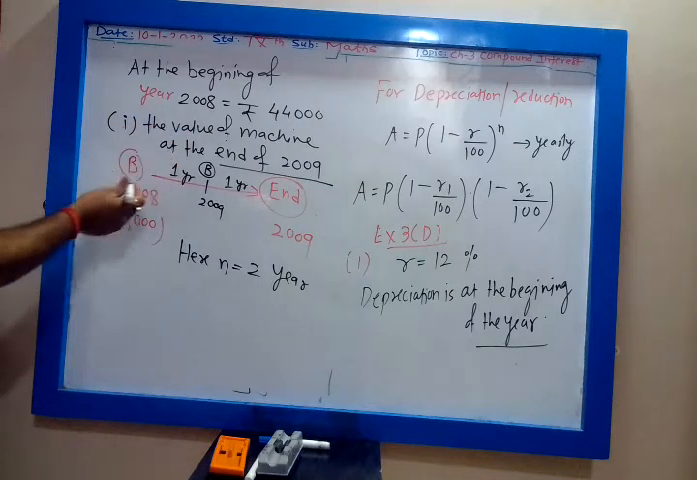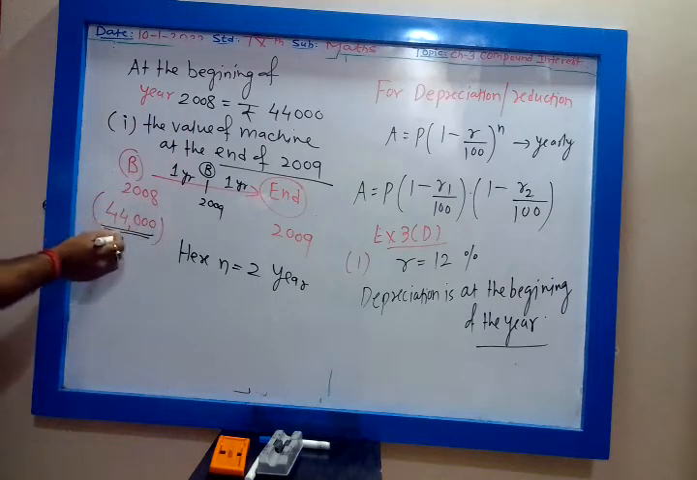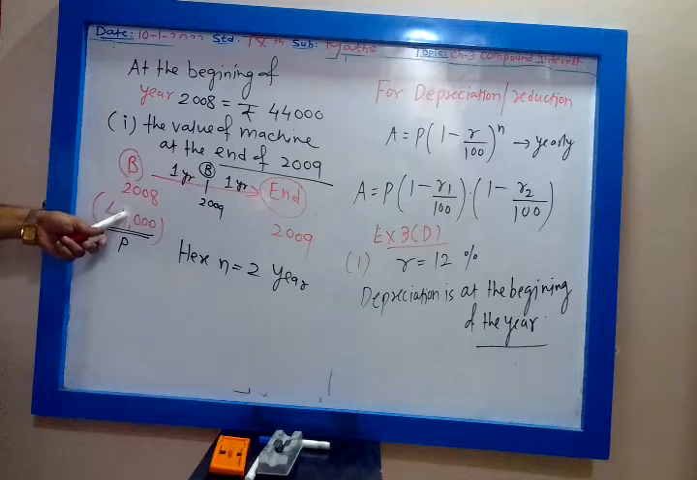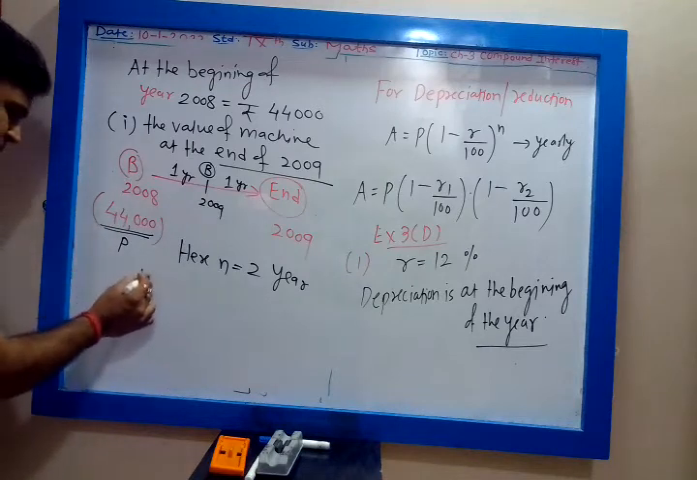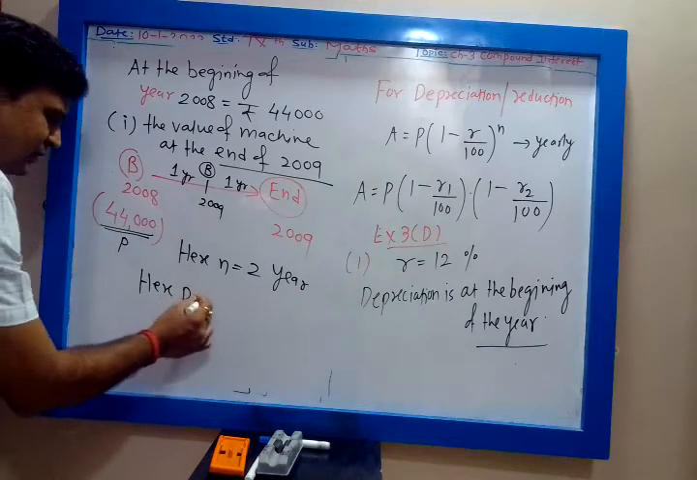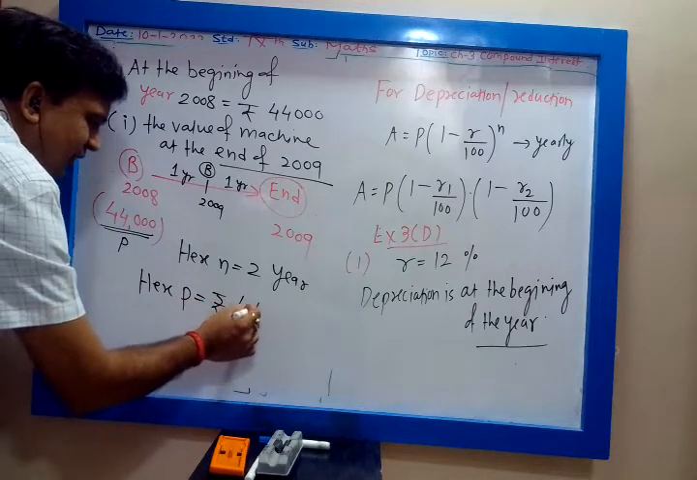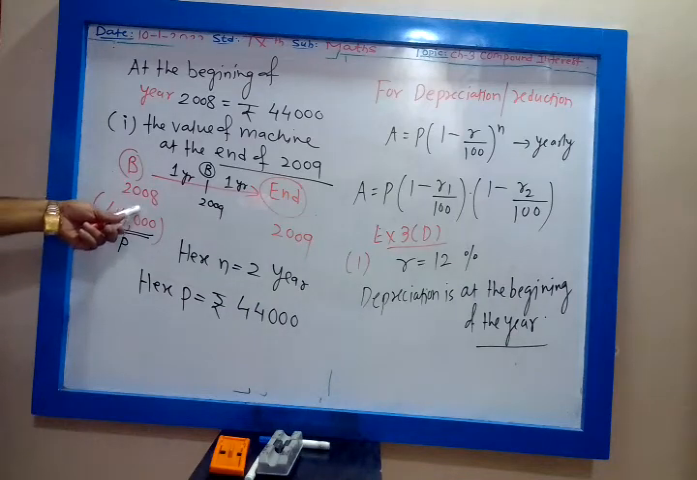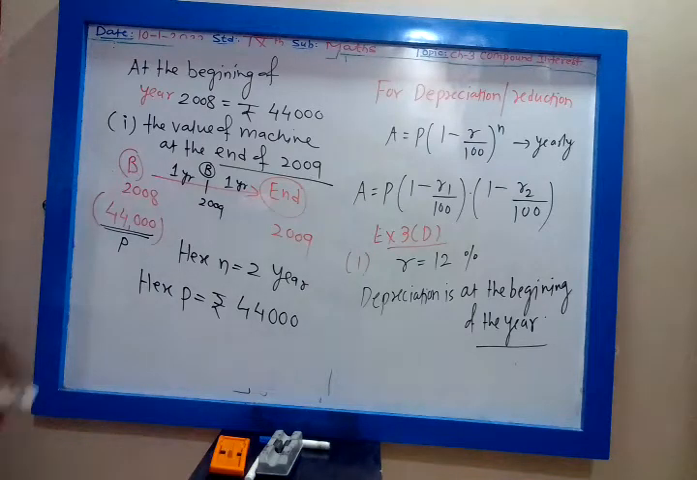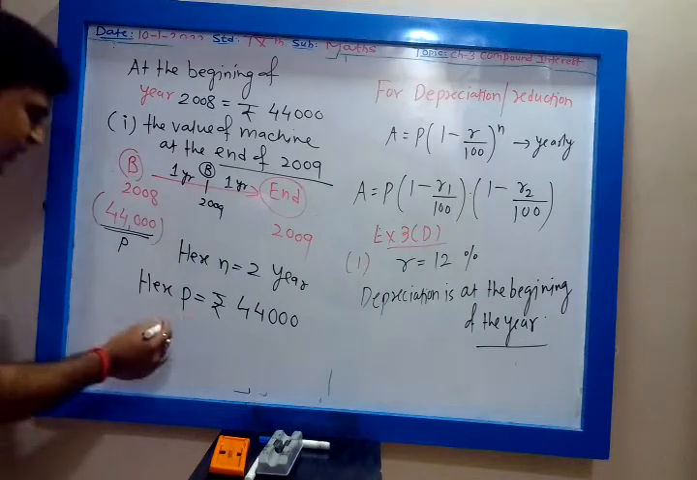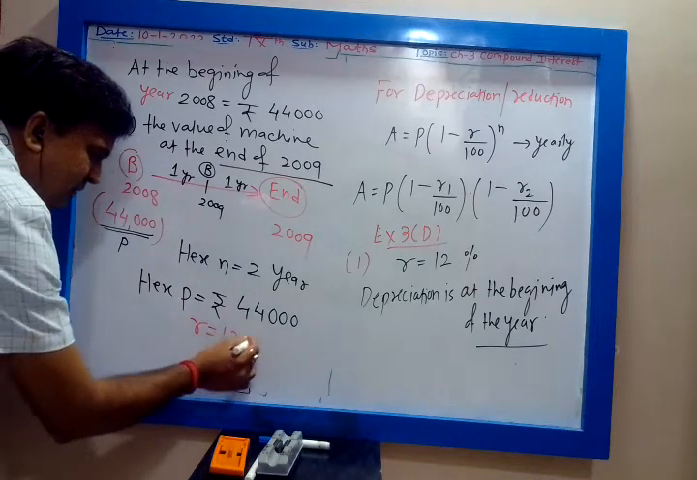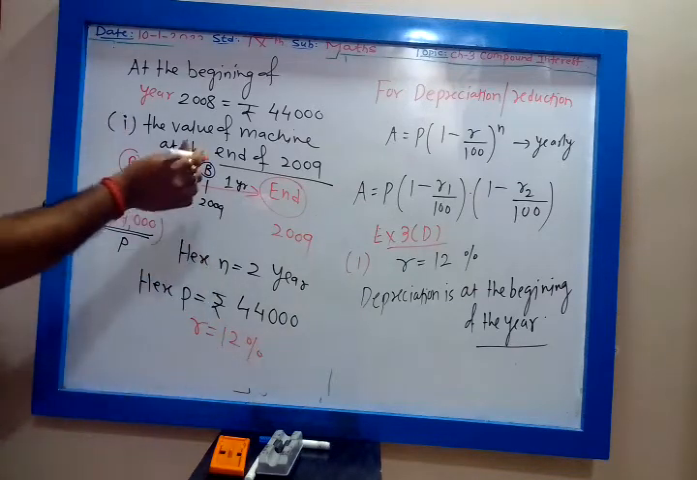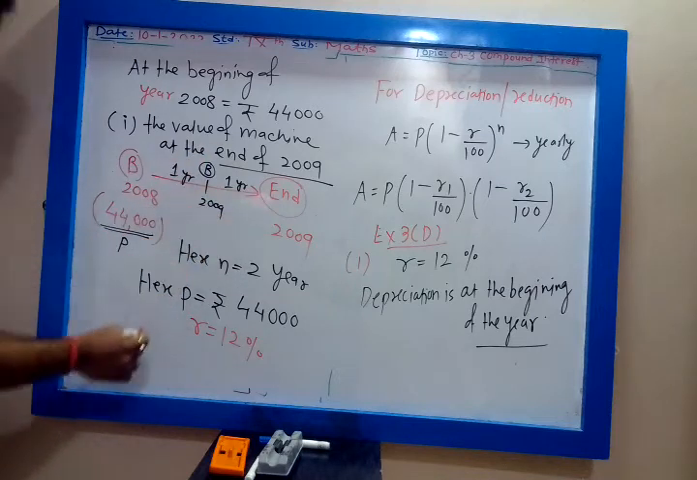So this amount I will consider the principal amount. Here the principal amount is 44,000, because that is the initial amount. The initial amount is known as the principal amount. So what is the amount at the beginning of 2008? 44,000. That I will consider my principal amount. The rate of interest is 12% given. So find the amount at the end of 2009, which means you have to find A.